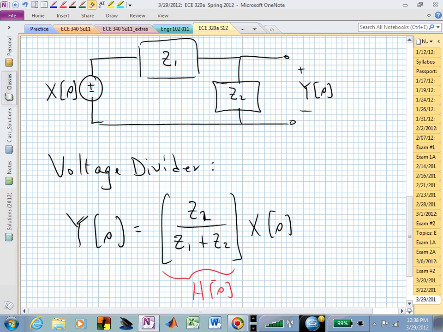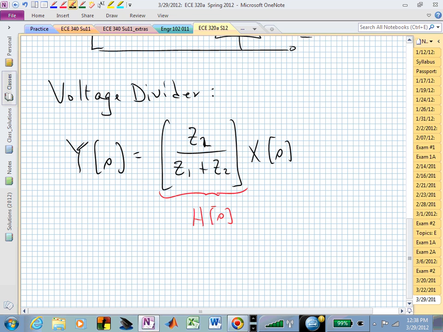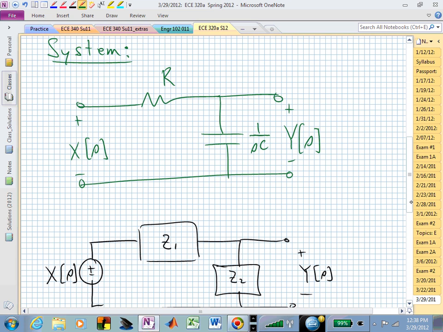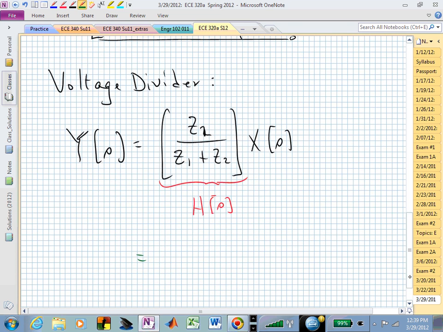And this piece in the square brackets would be our transfer function H of S. If we go back to the system that we had before, the impedance of the capacitor is now what we directly replace Z sub 2 with, and that's 1 over SC. Z1 was just R1. Z2 again is the 1 over SC.